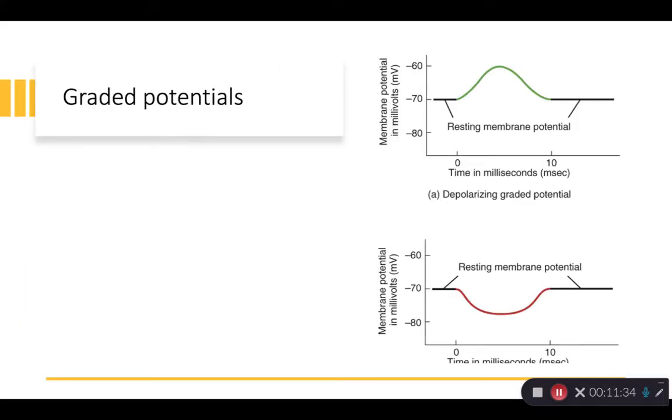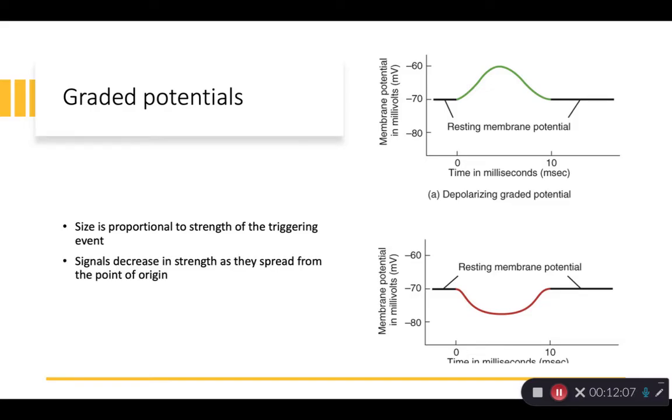Okay, so graded potentials, right? Graded potentials are changes in membrane potential where you have opening or closing of ion channels, and it's going to generate an electrical signal in the cell because ions are flowing in or out. The size of the graded potential, the amount of difference in the membrane potential, is going to be proportional to the strength of the triggering event. So it could be like 50 ion channels are open or only one, right? If only one's open, you're going to have a smaller change in the membrane potential.